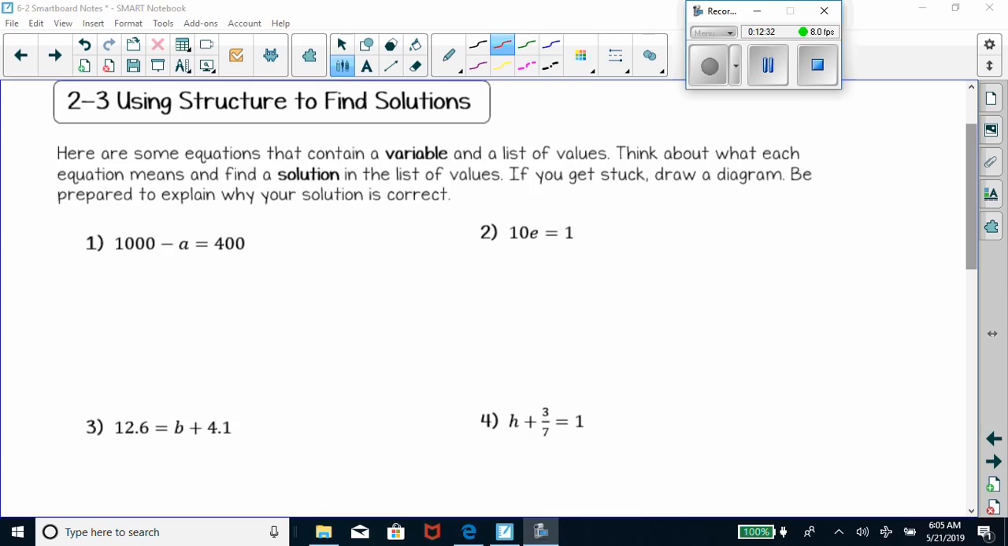So, we're not moving right into solving equations by using an algorithm just now. Right now we want to look at these equations and think about what they mean and see if we can figure out how to find a solution that way.